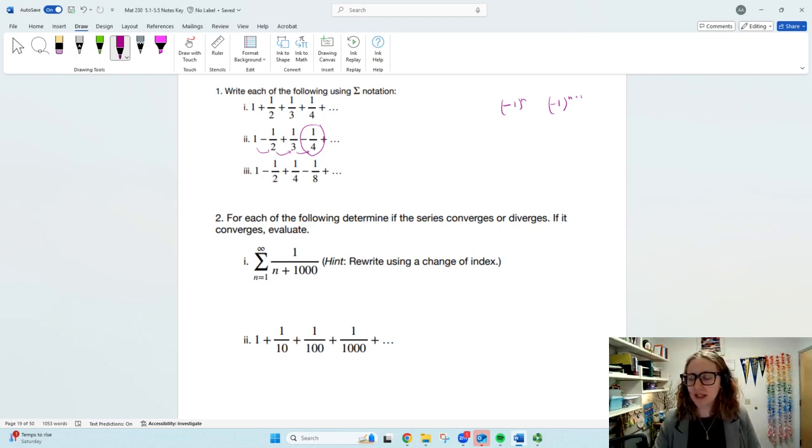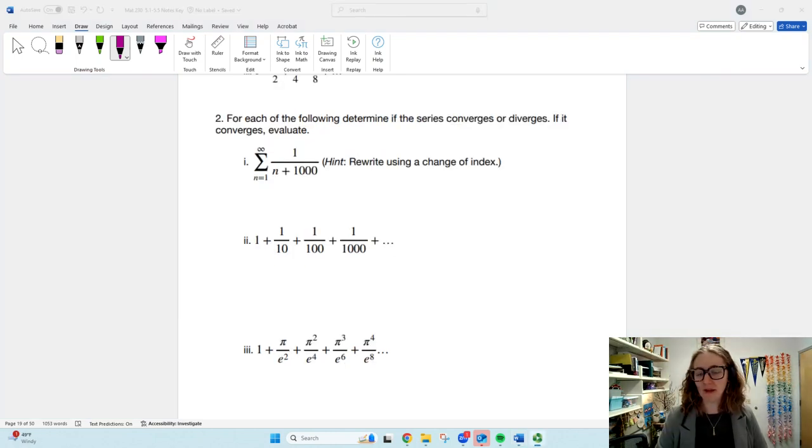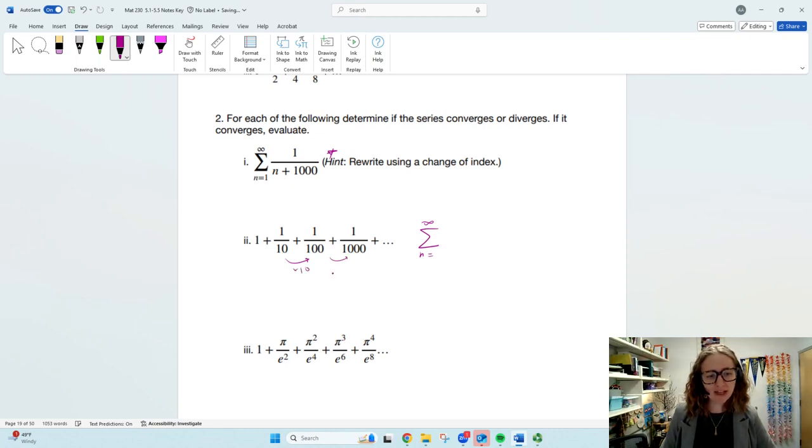My other hint is on these next few that I have here. So I already have a hint on this one. On this next one, it's helpful to try to write this as a series. And we can see that we're multiplying by 10 each time here, which is equivalent to raising 1/10 to our n power.